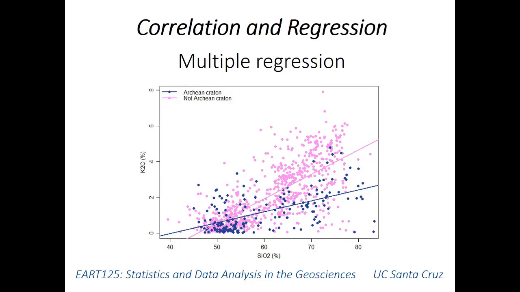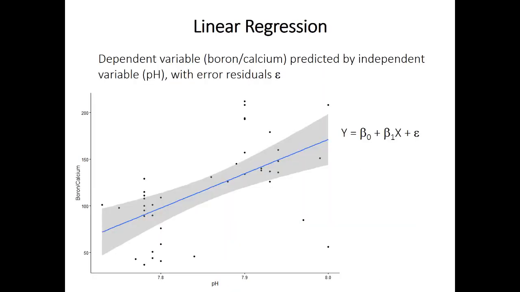Welcome back. This video is going to introduce multiple linear regression, which is an extension of the simple linear regression that you might be more familiar with and that we've talked about earlier in this class. So just a quick recap of linear regression, which to differentiate it from multiple regression is often called simple linear regression. As an example, maybe we think that the pH of seawater is one of the controls on the boron-calcium ratio measured in shells. So that's what the graph here implies.